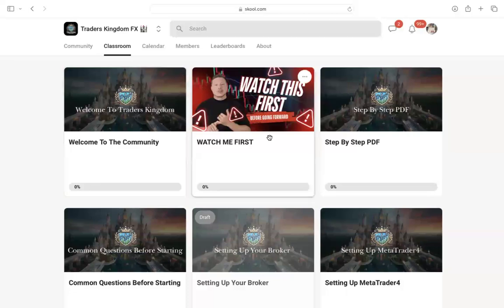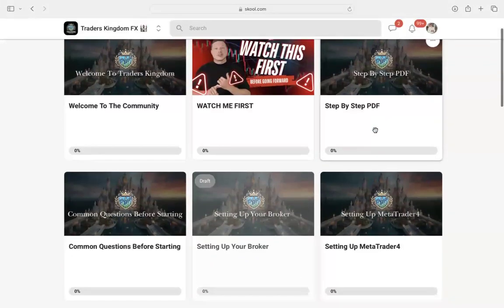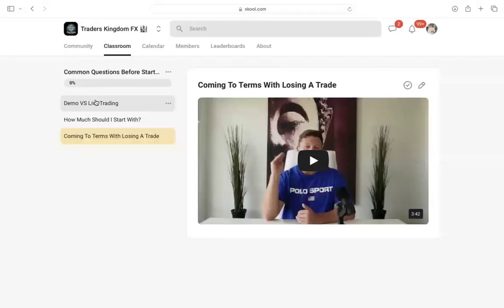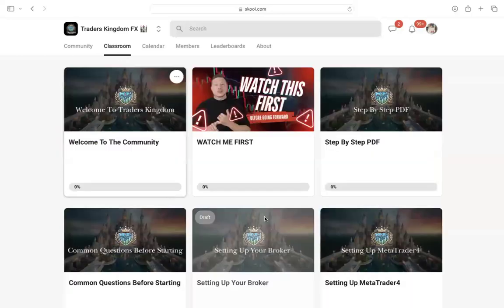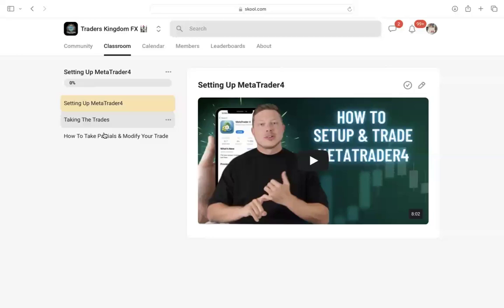So we've got the welcome, the watch me first, step by step, and the common questions to ask. So when you guys are asking things about demo, how much money should I start with, coming to terms with the loss of a trade, how to set up MetaTrader 4, all of the basics are in here, how to take partials, how to modify your trade.